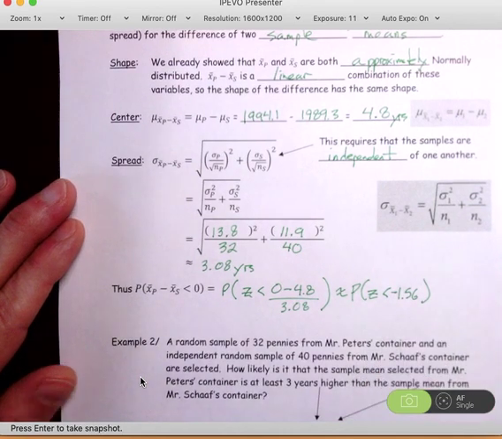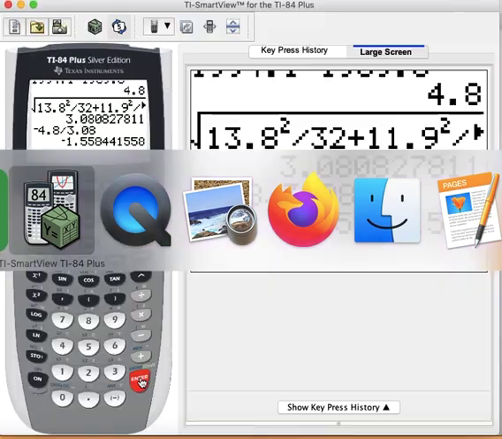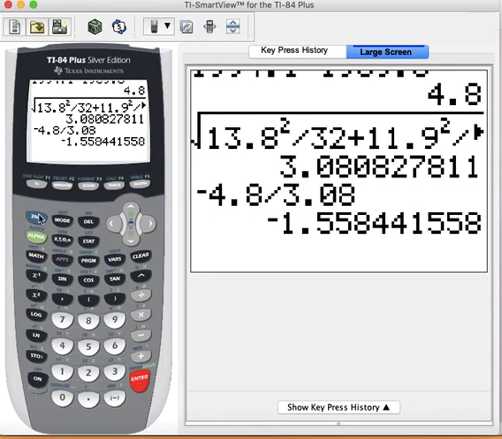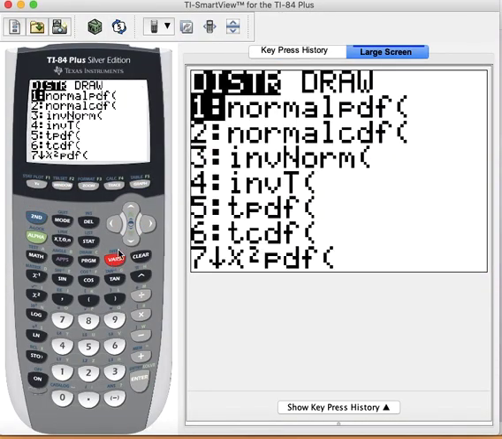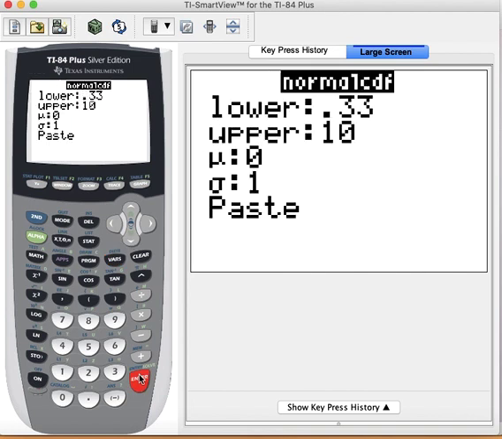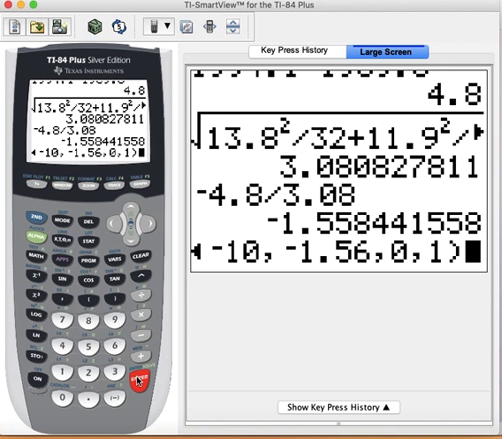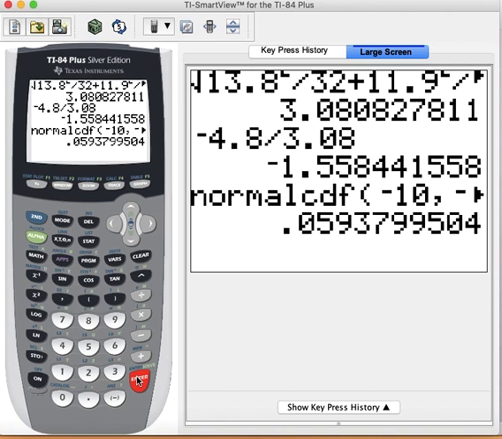So I can use the normal CDF command in order to calculate that. So we'll go to second variables, and the normal CDF command will calculate this. So understand negative 10 is going to be the lower boundary. The negative 1.56 that we just found, that is the upper boundary. And we can highlight, paste, and we'll be good to go. So this probability is around 6%. I'm going to call it 0.059.